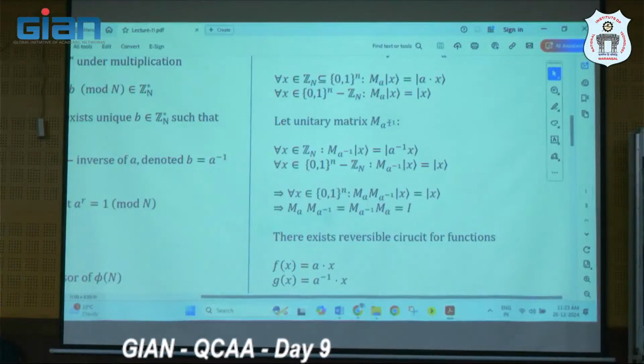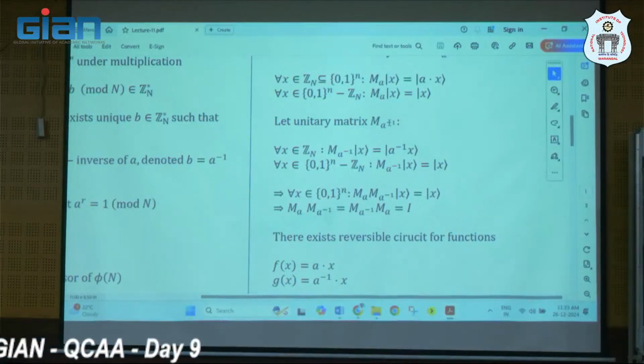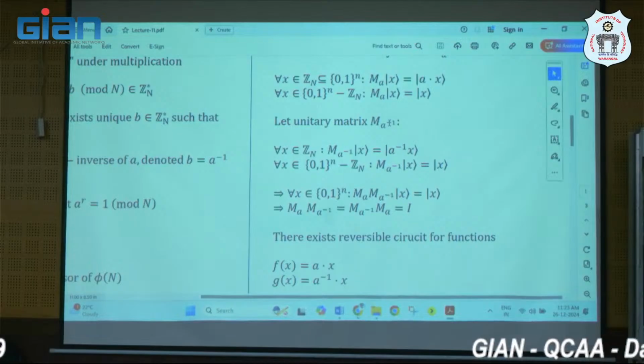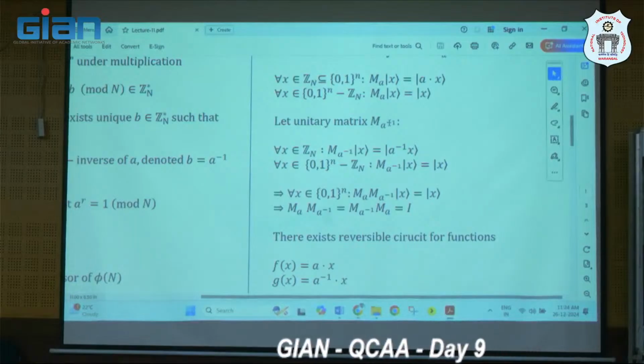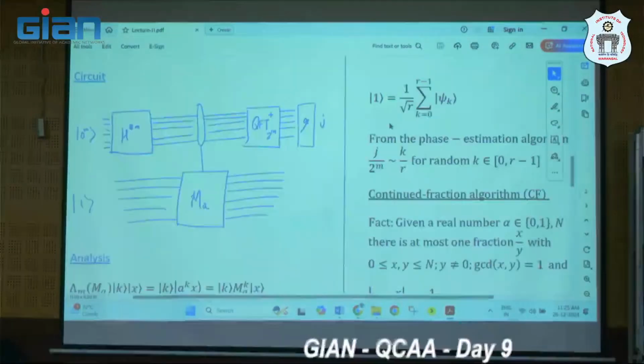Useful in the sense just to conclude the fact that MA will have a circuit. In-place computation will be there. MA inverse will also have a circuit, in-place computation. x going to a times x, x going to a inverse times x. Correct? No need for any other y. Okay? You will need some ancilla, but remember?